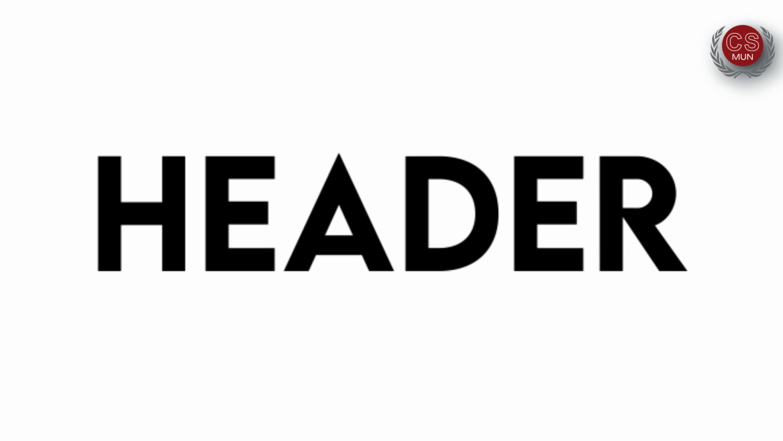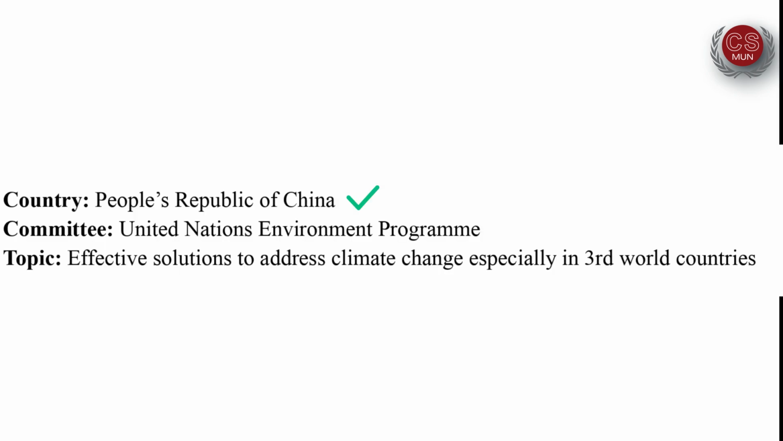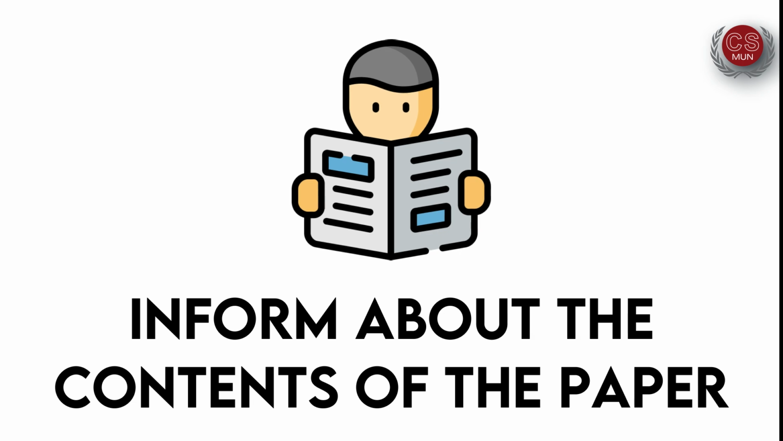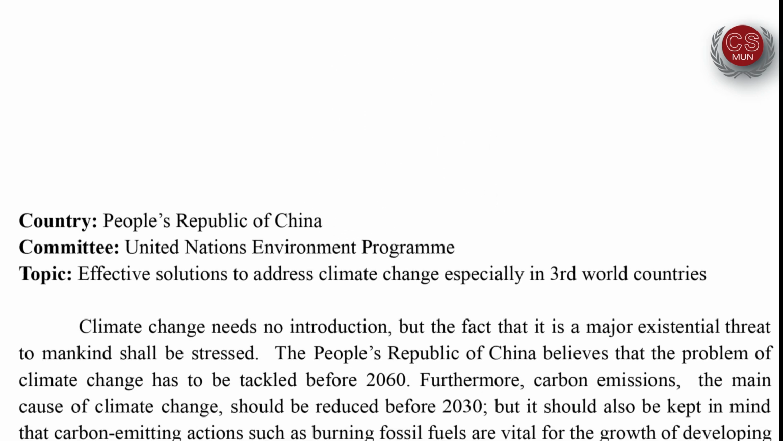At the top of any position paper, you will find a header consisting of the delegate's country, committee, and topic. Its purpose is to inform the reader, who most probably will be the chair, about the contents of the document. It's the most formal and simplest part of the position paper.